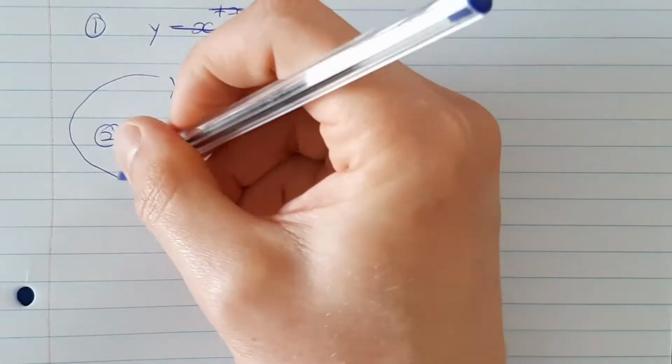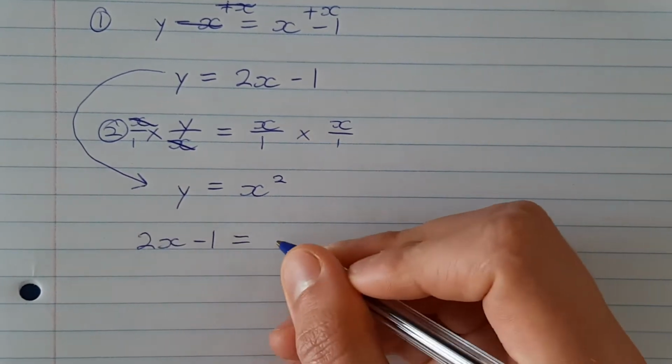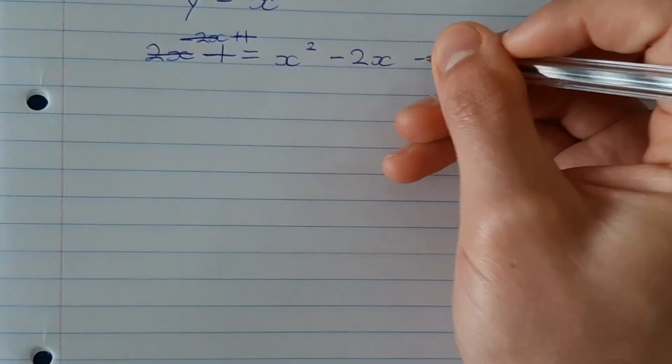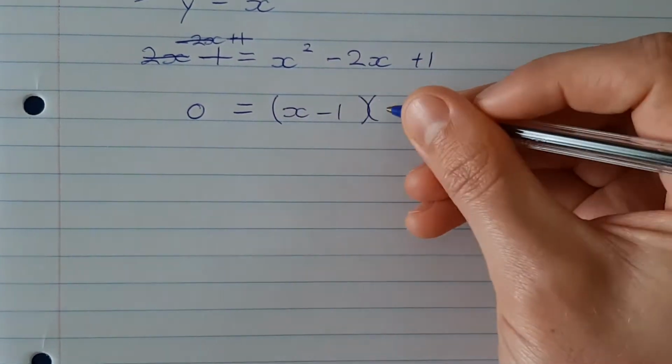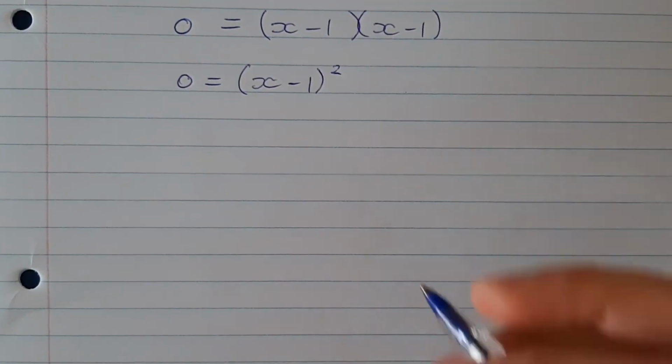Now we substitute equation 1 into equation 2 and we see a parabolic function. We simplify by subtracting 2x and adding 1 on both sides. I'm going to factorize by shorthand. You can also use the formula on the formula sheet. We see that x must be equal to 1 for the equation to be satisfied.